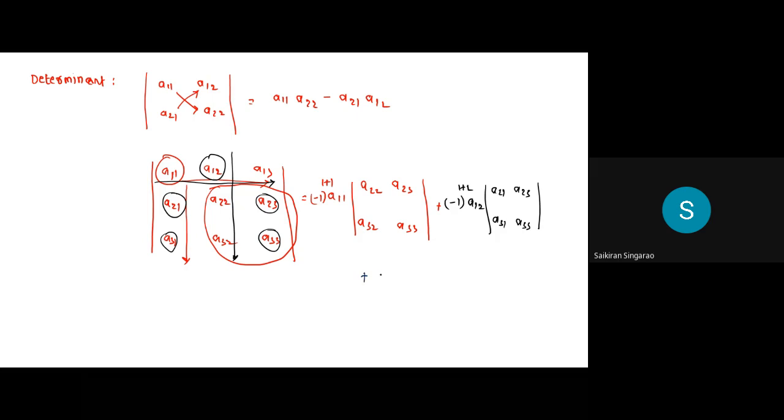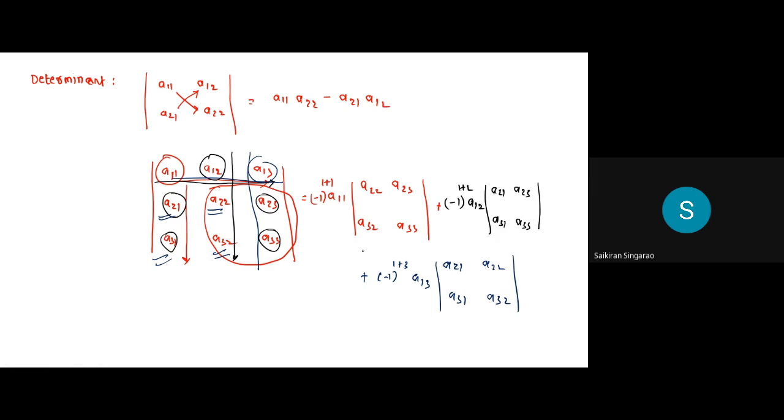Next, plus minus 1 power 1 plus 3, since this is in the 1 3 position. A13 into, I have to remove this row and this column. What is remaining becomes A21, A22, A31, A32. Did you understand how to find the determinant of a 2 cross 2 and 3 cross 3? Tell me, sir.